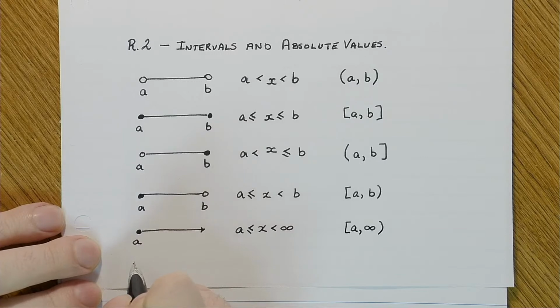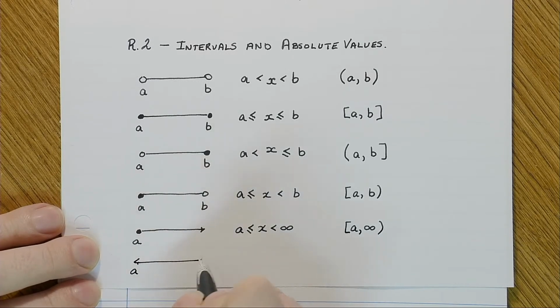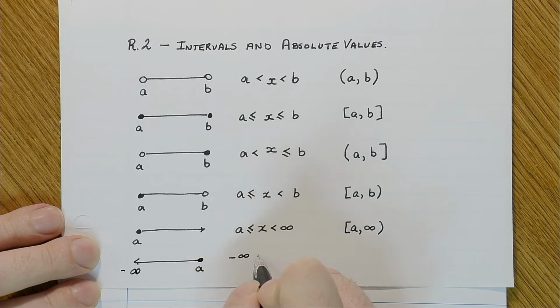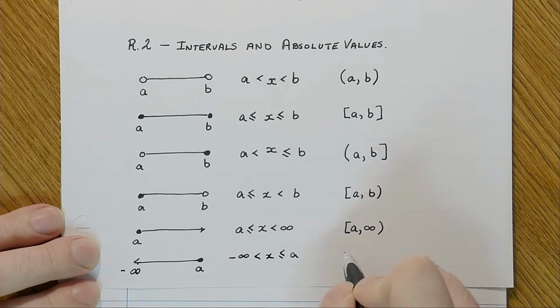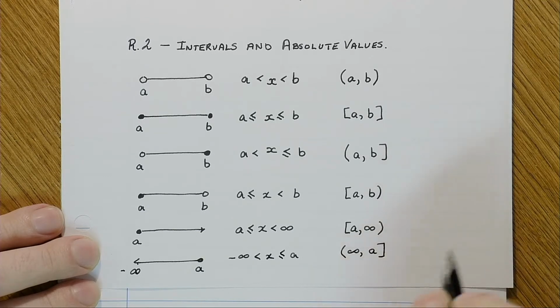Same thing can happen over here, which then has infinity going this way, and that's the negative infinity. So we can have minus infinity less than x less than or equal to A. So we can actually write it as minus infinity, comma, A, square bracket.